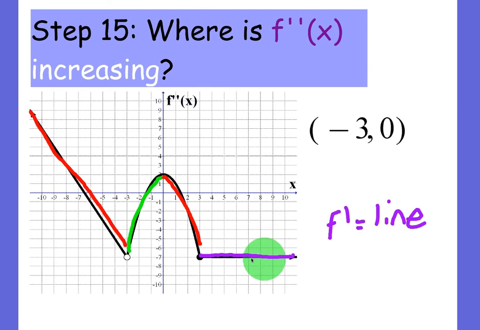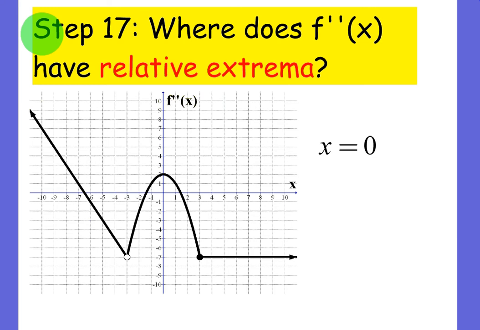If f prime is flat, f will be a line. And a line does not have concavity. If you think about a straight line, it's not concave up or concave down. Curved is what has concavity. So f prime is actually going to look like this on this interval. If you think about it, the slope of the tangent line would be negative, and it would stay constant, which is exactly what's happening here for f double prime. So if we go in reverse, we can see f prime is going to look like that. Okay, step 17. Where does f double prime of x have a relative extrema?